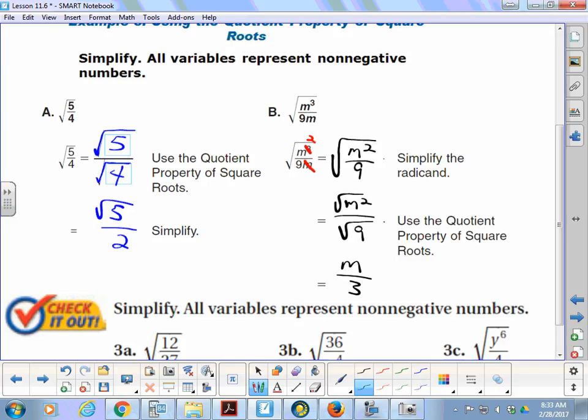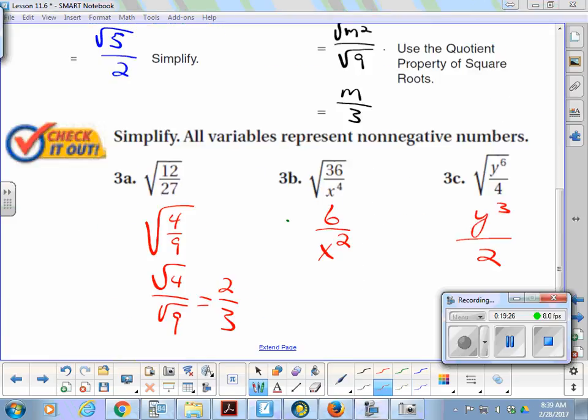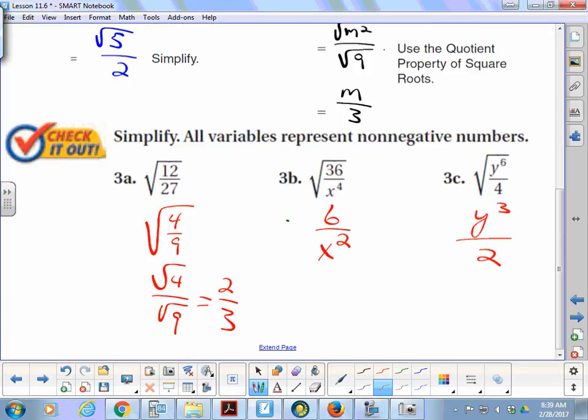Okay, but always the first step, number 1, simplify the fraction. Look to simplify the fraction. Lots of times when you're doing these, you can see it immediately.